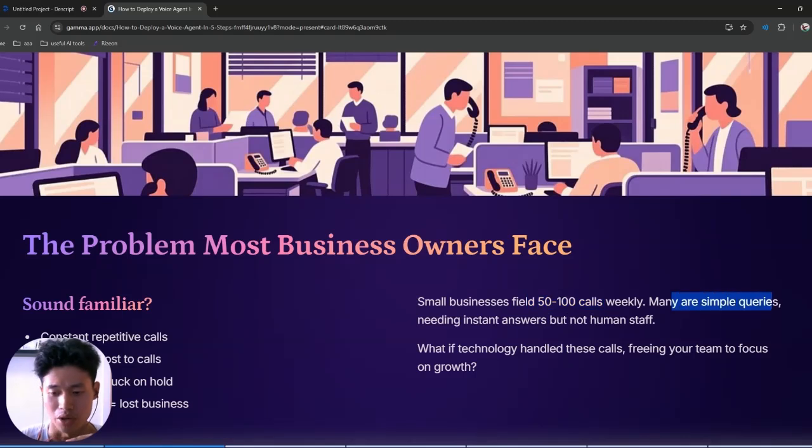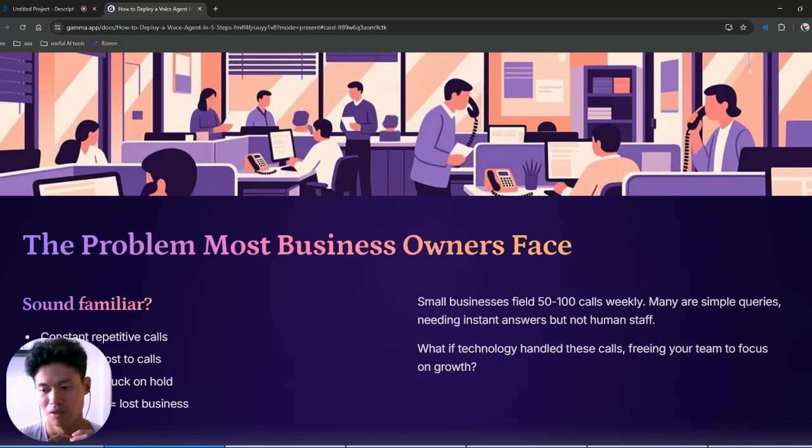So many are simple queries needing instant answers but not a human. Most of the questions that customers ask are usually just basic FAQs that an AI voice agent can handle, but because you are not on the phone to handle them, you are losing the leads to competitors that are actually using AI voice agents to be able to close more clients.